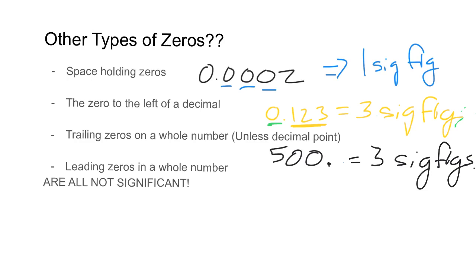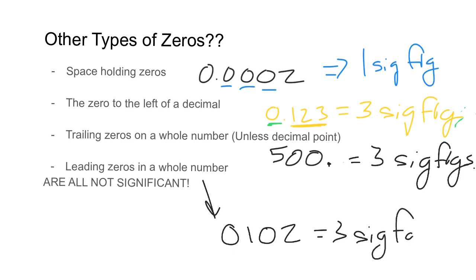And then the last number here is leading zeros in a whole number. If I decided to put, let's say, 0.102, that only has 3 significant figures. I cannot add precision to my measurements by just putting zeros in front of my numbers. So this has 3 significant figures.